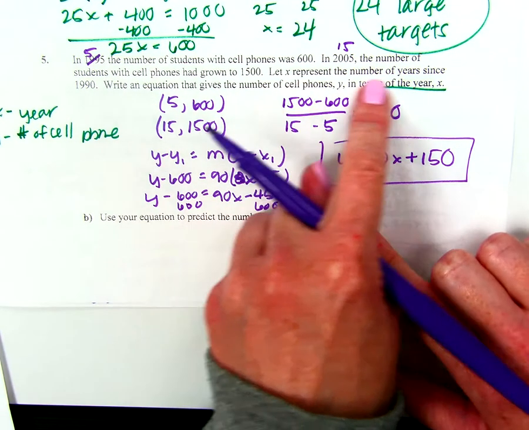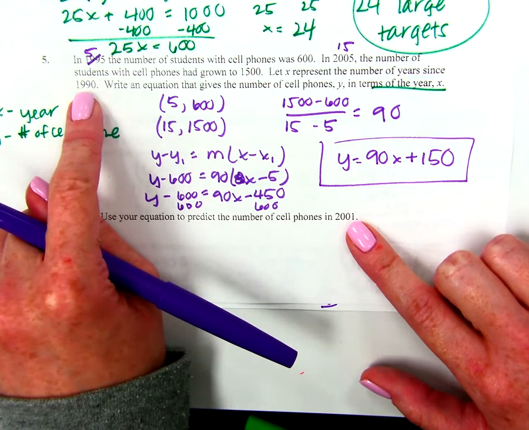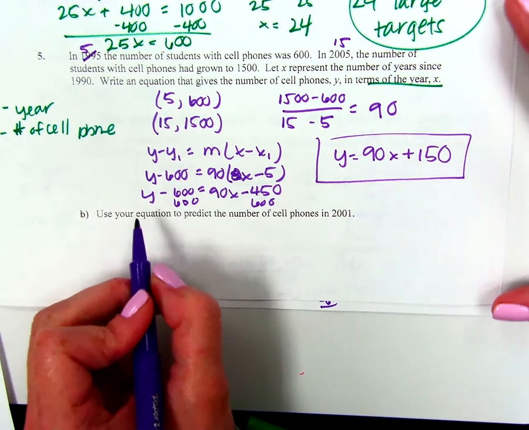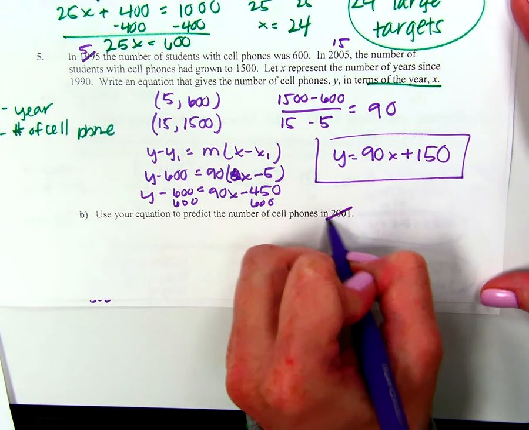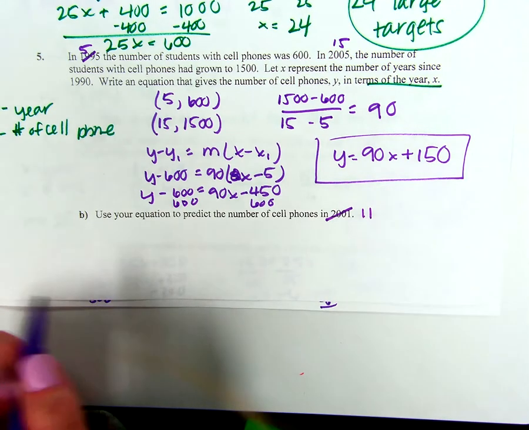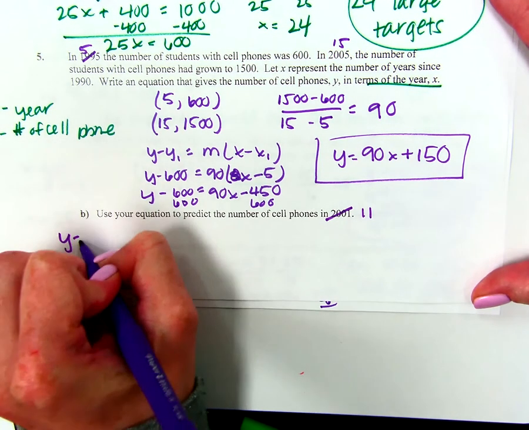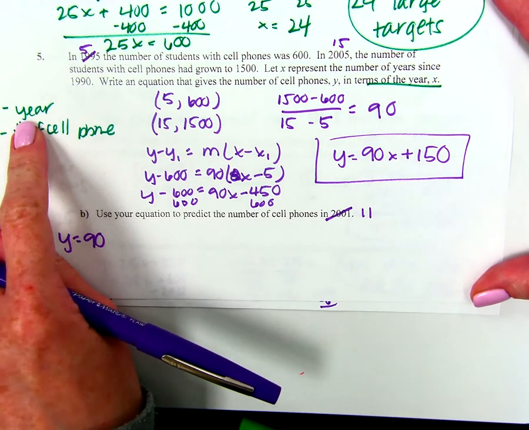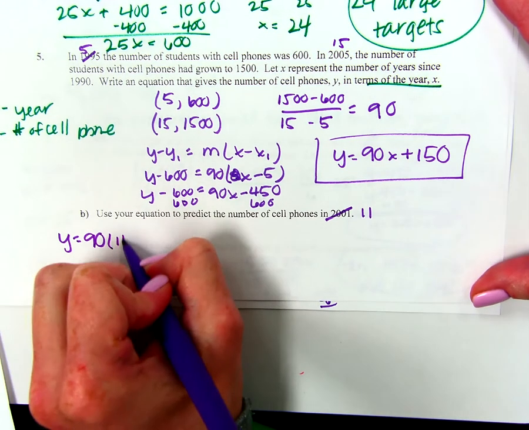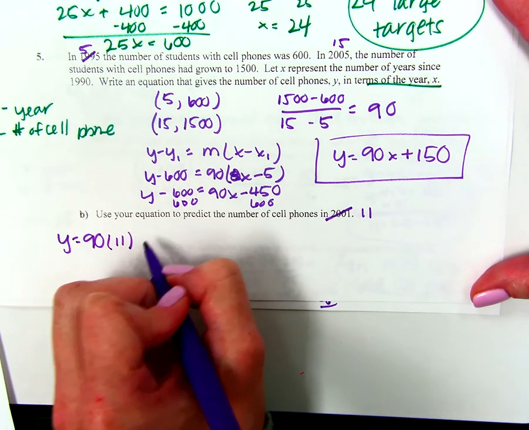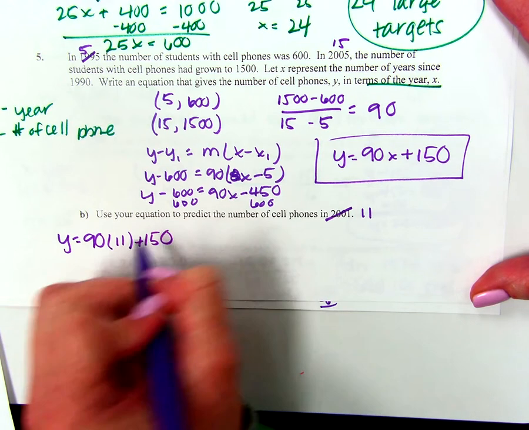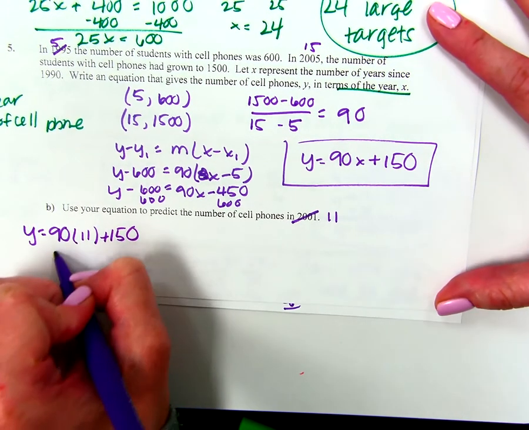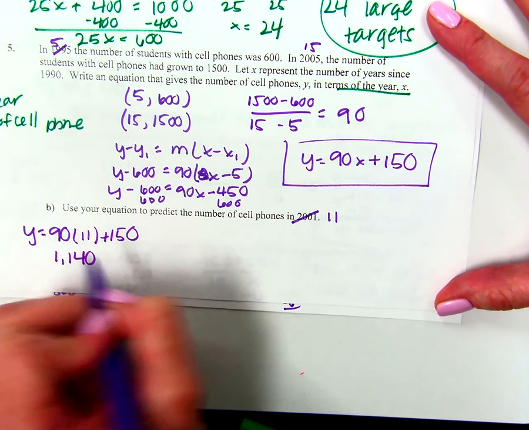Now it says use your equation to predict the number of cell phones in 2001. So remember, x represents the number of years since 1990. So we're using the equation to predict the number of cell phones in 2001. So that's going to be represented by 11. So we're going to do y equals 90, and then our x is the year. So we're going to do 90 times 11 plus 150. And that total comes out to be 1,140 cell phones.